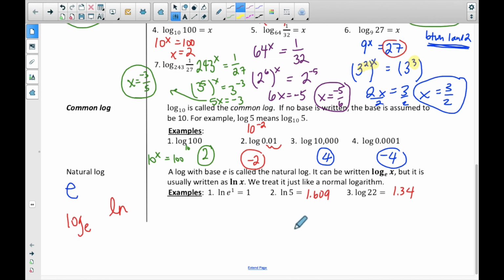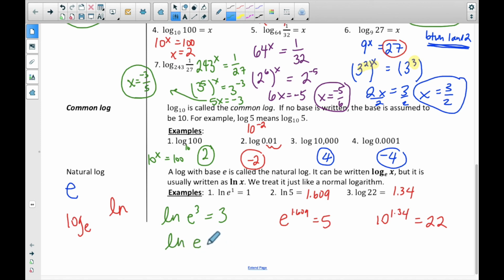What each of these means is this one means e to the 1.609 is equal to 5. And this one means 10 to the 1.34 is equal to 22. Maybe one last example over here. This came out to be 1. If I had the natural log of e to the third, that would be 3. If I had natural log of e to the 12th, that would be 12. Because the natural log and e are inverses, they essentially cancel each other out.